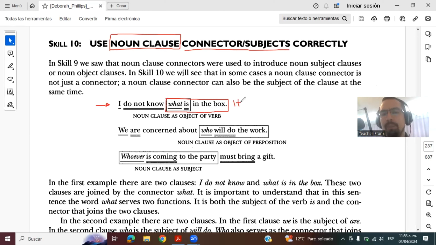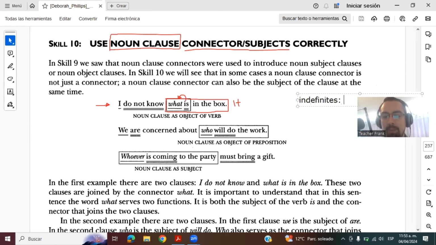Now, if you notice, this makes sense, right? No conozco qué hay en la caja, right? O qué está en la caja. What is in the box? I don't know what is in the box. So "is" is going to be my second verb, but if I ask who or what is, my answer is going to be "what," right?